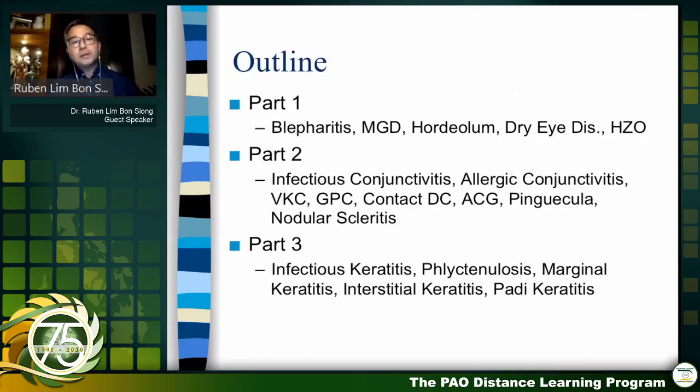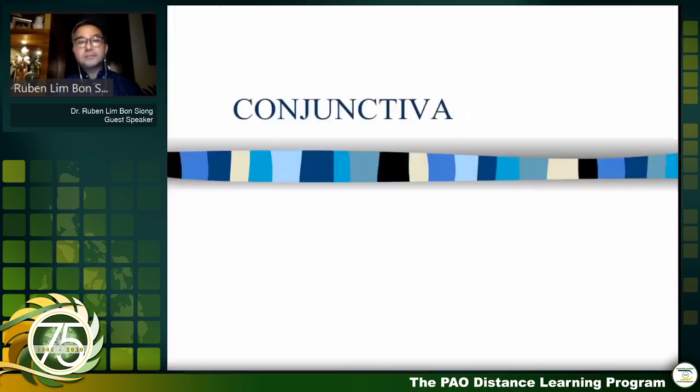So part one was a month ago. Now we talk about blepharitis, MGD, or chalazion, dry eye disease, and herpes zoster ophthalmicus. Today is part two. We'll talk about infectious conjunctivitis, the whole gamut of allergic conjunctivitis, and lesions on the conjunctiva like your ACG, your pinguecula, and we'll touch a little bit on nodular scleritis. And next month we'll have part three, on keratitis and basically infectious and inflammatory diseases of the cornea.